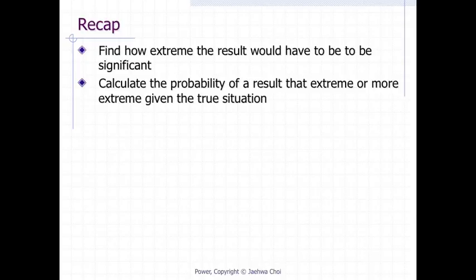In summary, the power of Q's experiment was determined by first determining how extreme the result would have to be to reject the null hypothesis, and then computing the probability of obtaining results this extreme or more extreme.